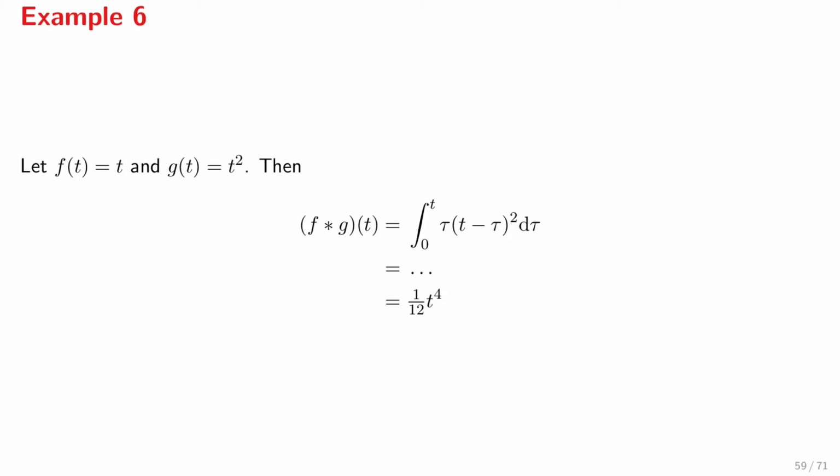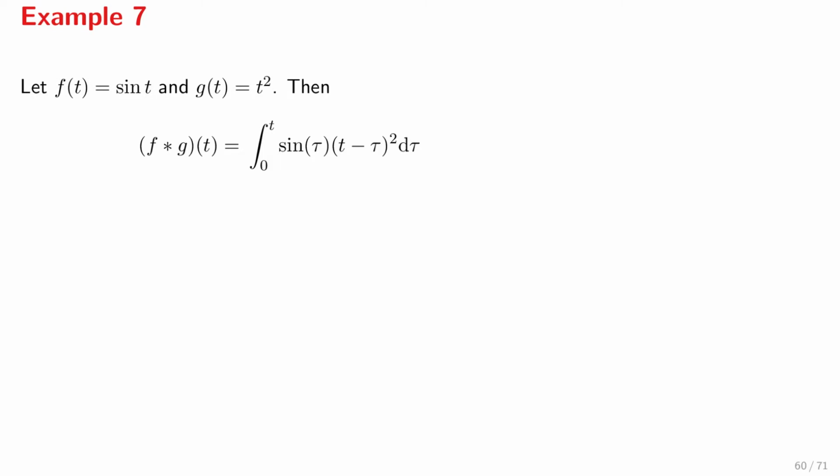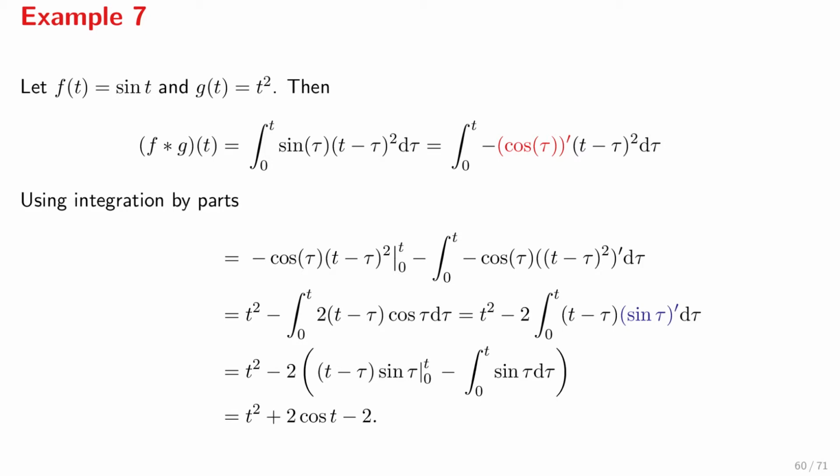Let's do one more example. Take f to be sine of t and take g to be t squared. Then the convolution of f with g is a function f asterisk g of t, which is the integral of sine of tau times (t minus tau) squared. And you can write sine as minus the derivative of cosine. And it is clear now you can apply integration by parts, and the rest is quite easy for you to figure out. And we have that t squared plus 2 cosine t minus 2 is the convolution of sine of t with t squared.